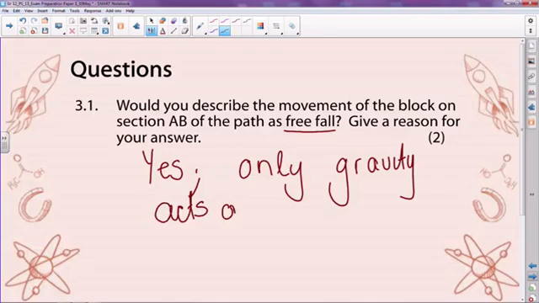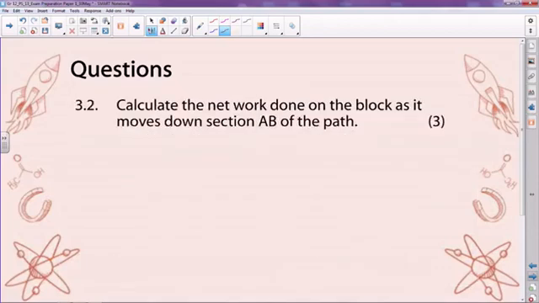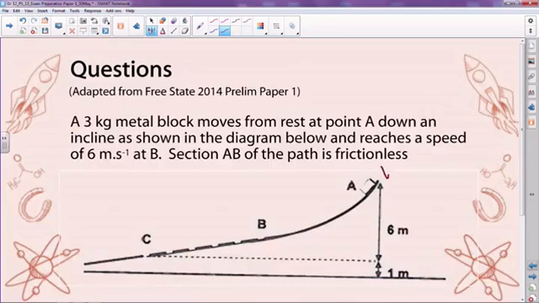There we go. All right. So that's really important. Free fall is that only gravity acts on the object. Okay. So now it says calculate the net work done on the block as it moves down section A, B of the path. So just to remind you, initial velocity here is 0. Velocity over here at B is 6. And they want to know, so now I want you to calculate what the net work is between A and B, and you're going to need 2 minutes to do this, so your 2 minutes starts now.